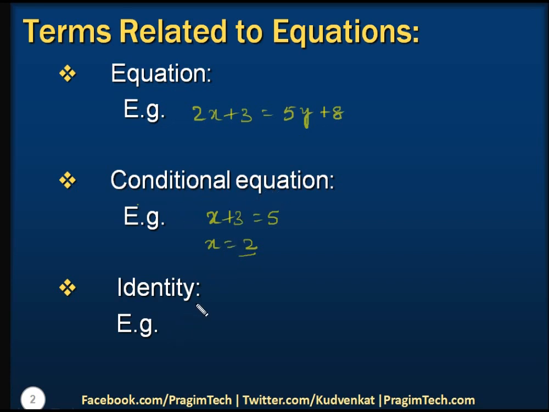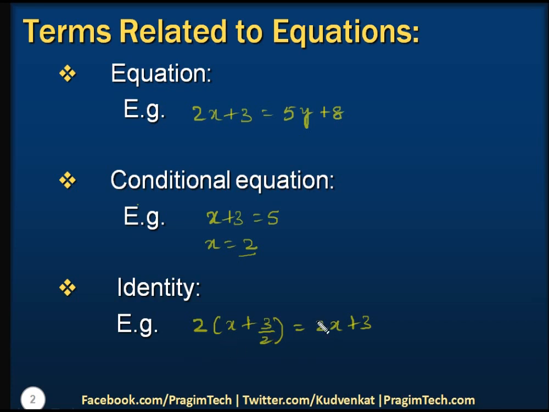Then an identity is an equation which is satisfied by all real numbers. For example, 2(x + 3/2) = 2x + 3. In this, if you take any value of x, it is satisfied on both sides. Then it is called an identity.